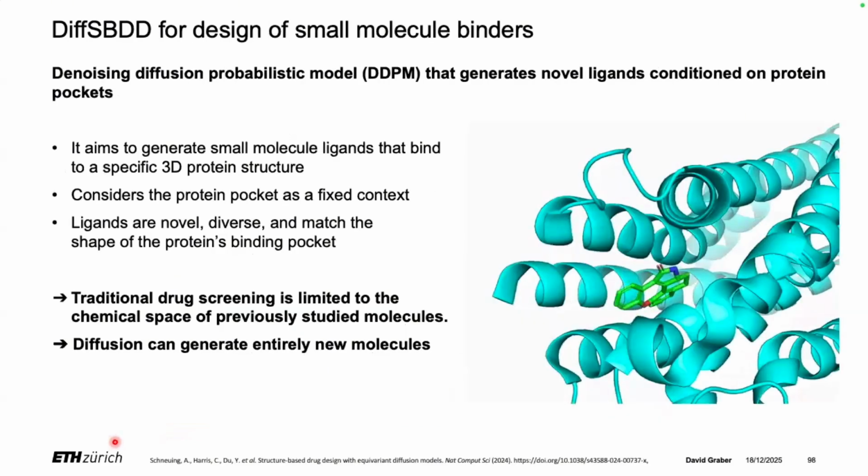DiffSBDD is one example of a model that applies these principles for small molecule design. So it's also a denoising diffusion model that generates new ligands, but conditioned on protein pockets. So it aims to generate small molecule ligands that bind to a desired protein structure. And it considers the protein pocket as a fixed context during the diffusion process. And the ligands that this model generates are quite novel and really diverse. And they usually match the shape of the protein binding pocket quite well.